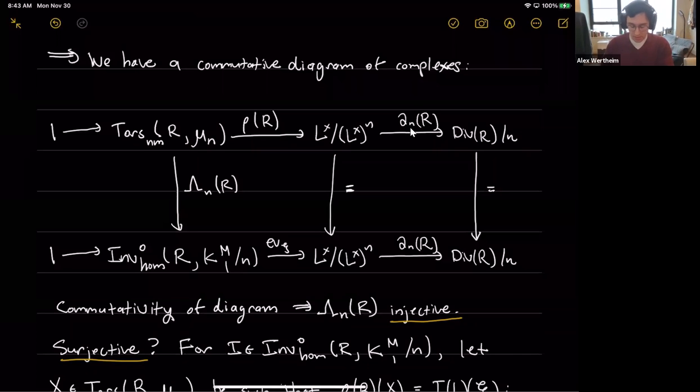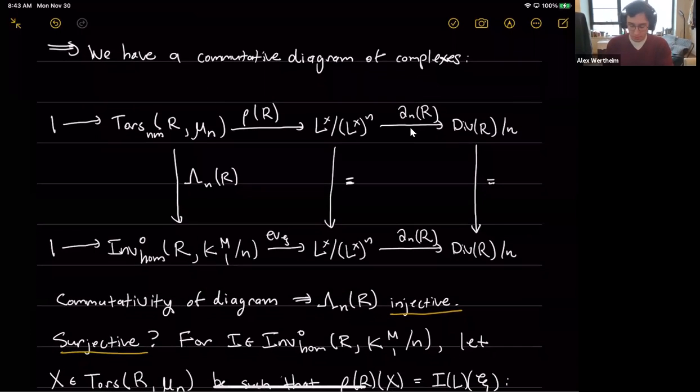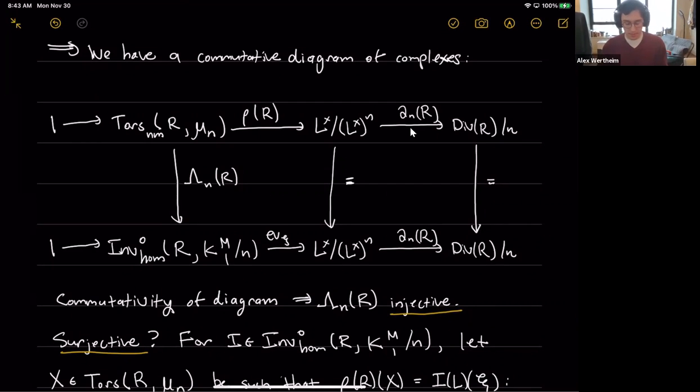And the commutativity of this diagram already tells us something interesting, which is that the map lambda_n of R is injective. The reason being that we just described that this map rho_R is an isomorphism. So in particular, it's injective when restricted to normalized mu_n-torsors over R. And of course, the identity map on the field of rational functions modulo nth powers is injective. So just studying the commutativity of this diagram immediately tells us that lambda_n of R is injective.